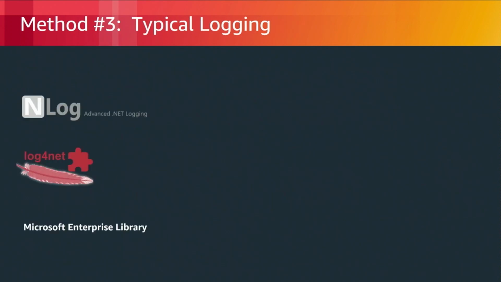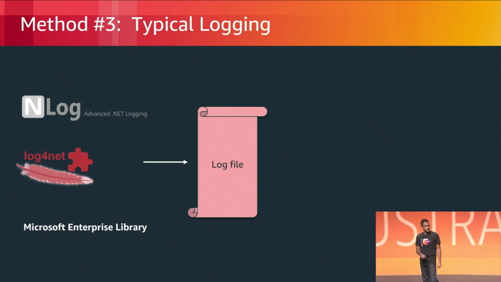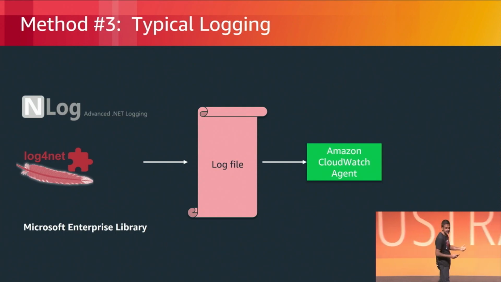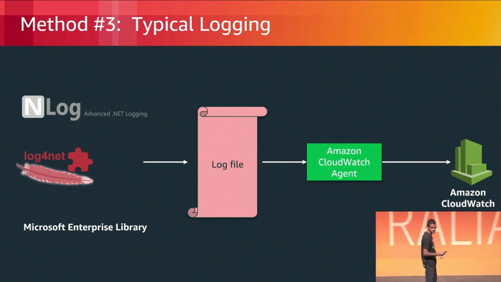Method number 3, typical logging. We love these libraries, NLog, log4j, Microsoft Enterprise Library. Who uses them? Hands up. Wow, that's great. So what we are going to do is write into a log file. Amazon CloudWatch agent is going to read them and then pump them into Amazon CloudWatch.